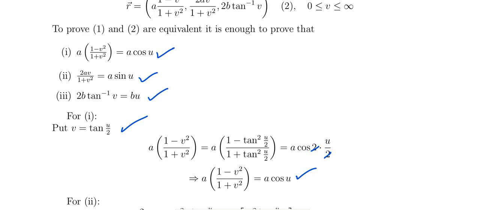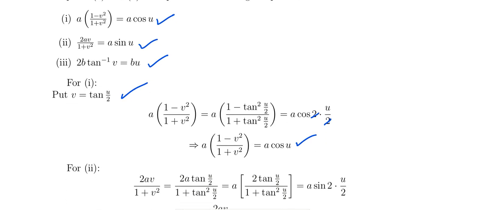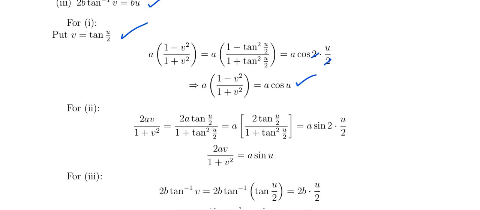That is equal. For the second one க்கு என்ன பண்ணலாம்? 2av divided by 1 plus v square. Once again v equal to tan u by 2 போடுங்க. That is 1 plus tan square u by 2, இங்க 2 tan u by 2 னு வந்துரும். So இங்க பாத்தீங்கன்னா this is the formula. என்ன formula இது? sin 2 theta formula. sin 2 into u by 2, sin u னு வந்துரும். So a sin u வந்துருச்சு.